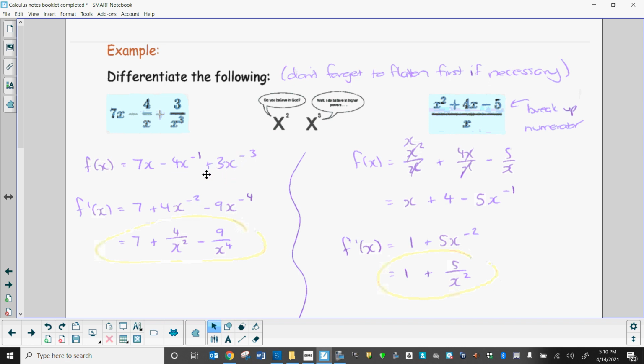And plus 3x to the negative 3. So my negative 3 times 3 is negative 9, which is the new coefficient. Don't forget to write the x. Negative 3 take away 1 is not negative 2. Negative 3 take away 1 is negative 4.